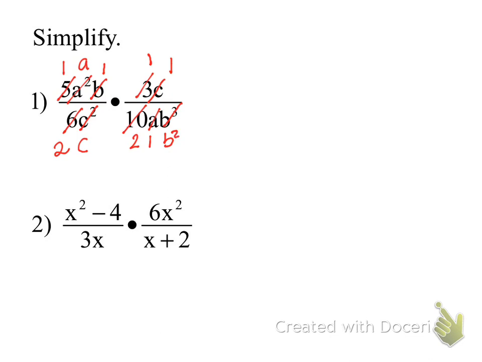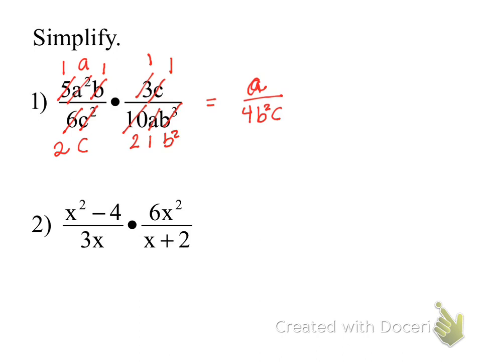Okay, so now I multiply across, and I end up with a over 4. 2 times 2 is 4. We always write the number first, and then we go in alpha order. B squared C. That's an A.